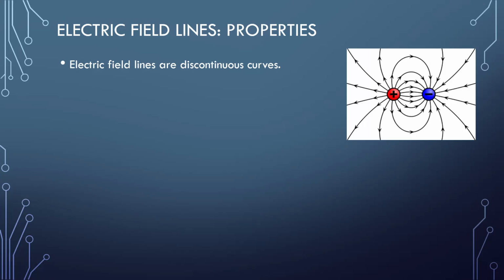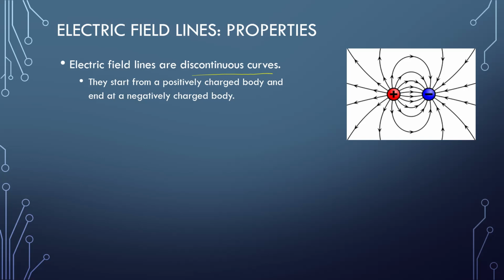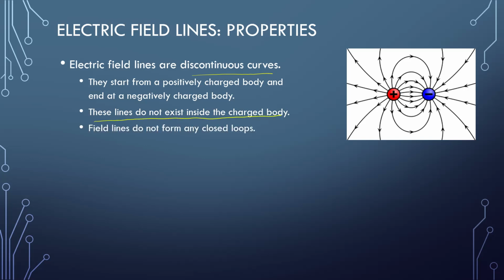Now we come on to the properties. We say electric field lines are discontinuous curves. You should understand that they are not existing within the charged body. They will start from the positive charge and end on the negative charge. They will not go within the charged body. That is why they are said to be discontinuous curves. They start from a positively charged body and end at a negatively charged body. These lines are not existing inside the charged body, right?